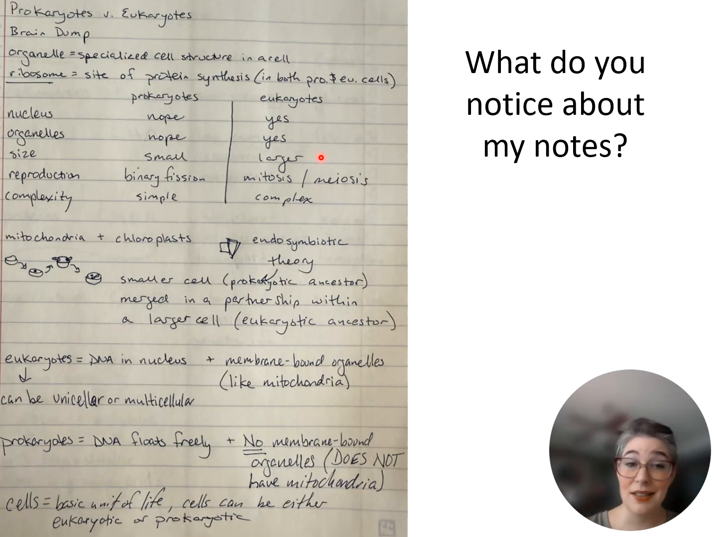The eukaryotic cells are going to be larger. They're going to reproduce through mitosis and meiosis, and they're going to be more complex because it's got more stuff going on. I mentioned mitochondria and chloroplasts for endosymbiotic theory. I even drew a little picture. I love drawing pictures. Hopefully you guys start getting into that practice as well. And I have eukaryotes can be unicellular or multicellular.